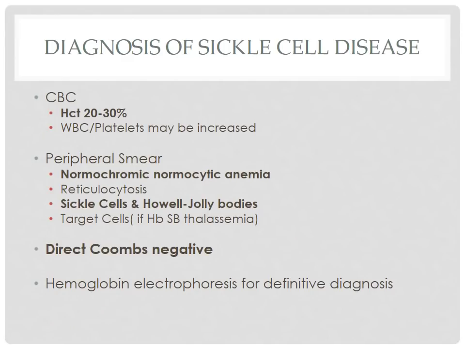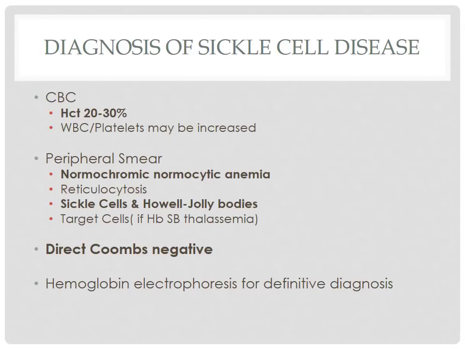Diagnosis of sickle cell disease. We'll first start with a CBC, and typically the hematocrit will be about 20 to 30%, so a low hematocrit. It's also possible to see increases in the white blood cells and platelets as well because of the decreased hematocrit and other processes within sickle cell disease.